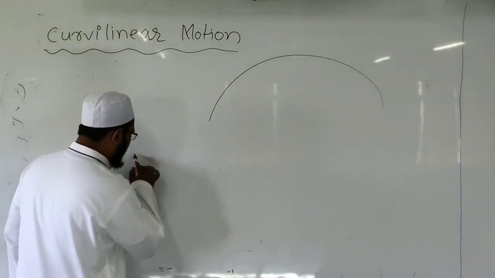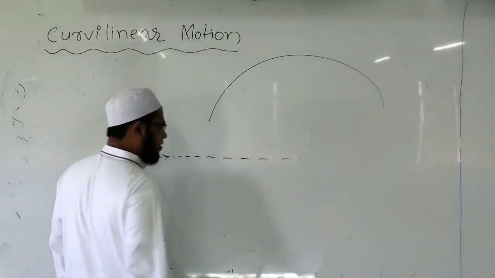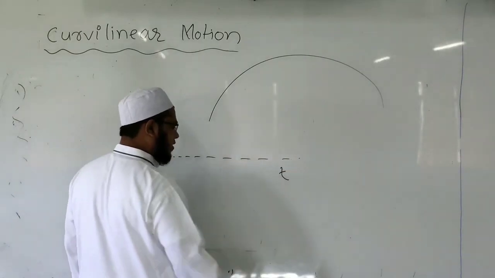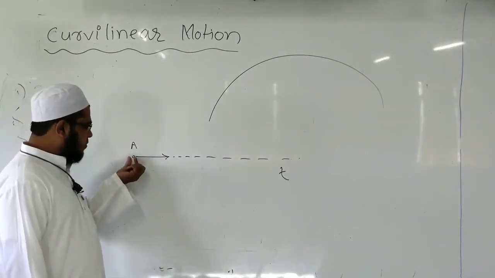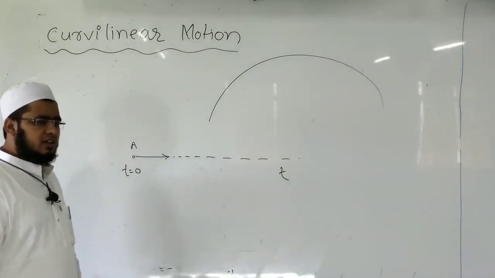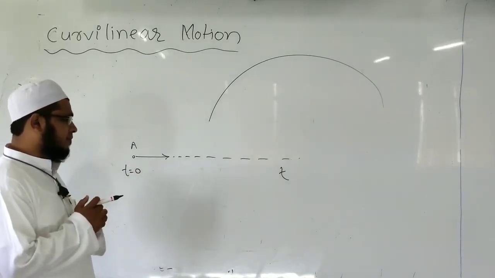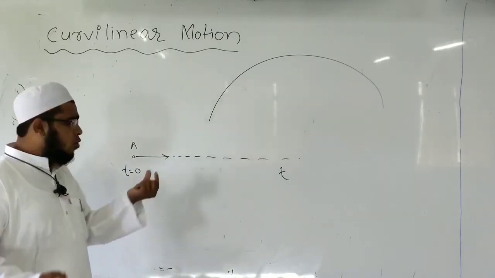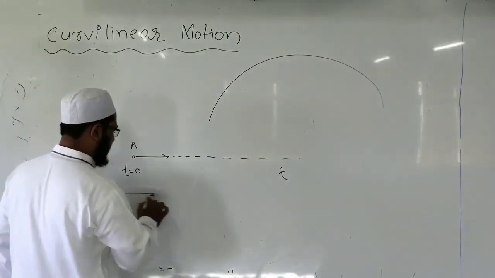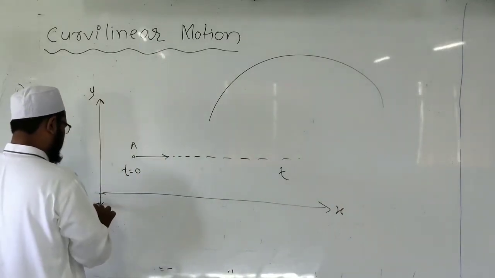For example, if a particle starting from point A is moving towards the right direction for a particular distance from t equal to 0 to t equal to t, slowly this particle is changing its position, moving towards right. In this case, if we describe the motion of this particle A in a coordinate system, only the x coordinate is changing. Assume that the reference axis is x and y, and the reference axis position is given.